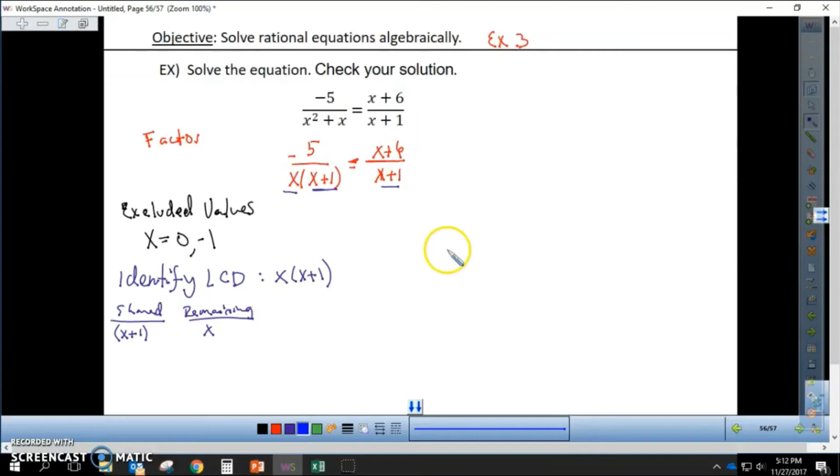But third, what you want to do is multiply by that LCD. So I'm going to multiply by this LCD. So I'm going to take my x times x plus 1, and I'm going to multiply that times this guy.